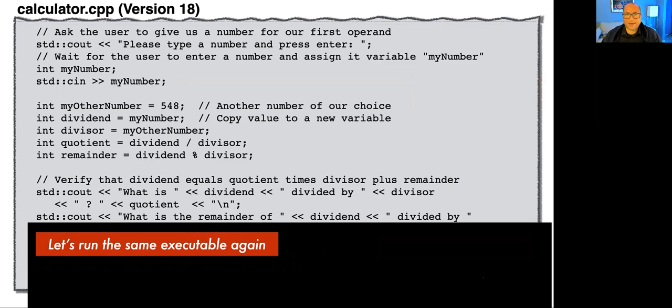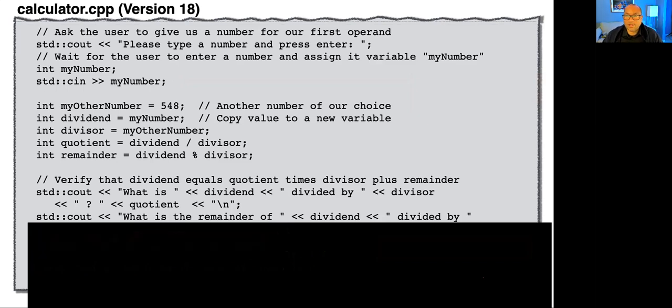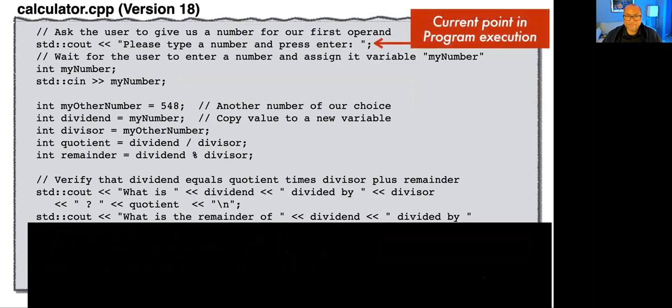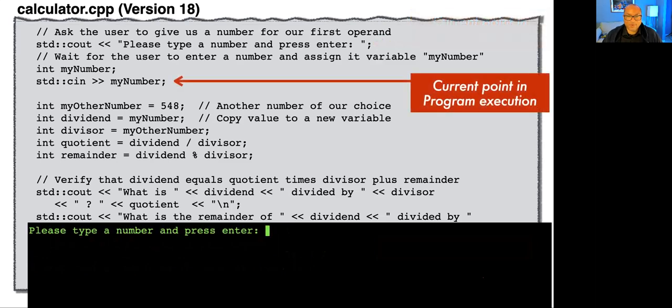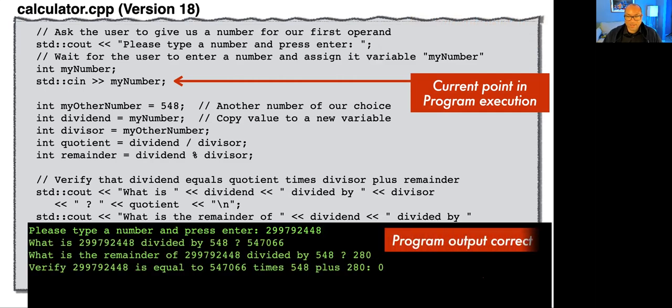Let's try some really big number now. So we're going to go to our print statement. The print statement comes out. We're going to wait for user input. And now for our big number, we're going to try this number. Let me see if I can parse this right. 299,792,448. All right, big number. Once I input this and let the program run, we still get the correct output. So we get the correct quotient, correct remainder, and it conforms to our integer division relationship.